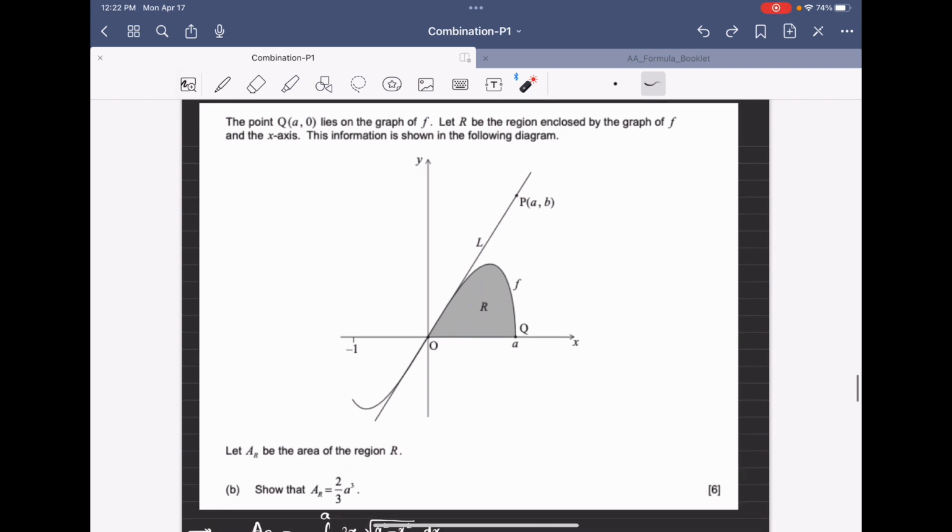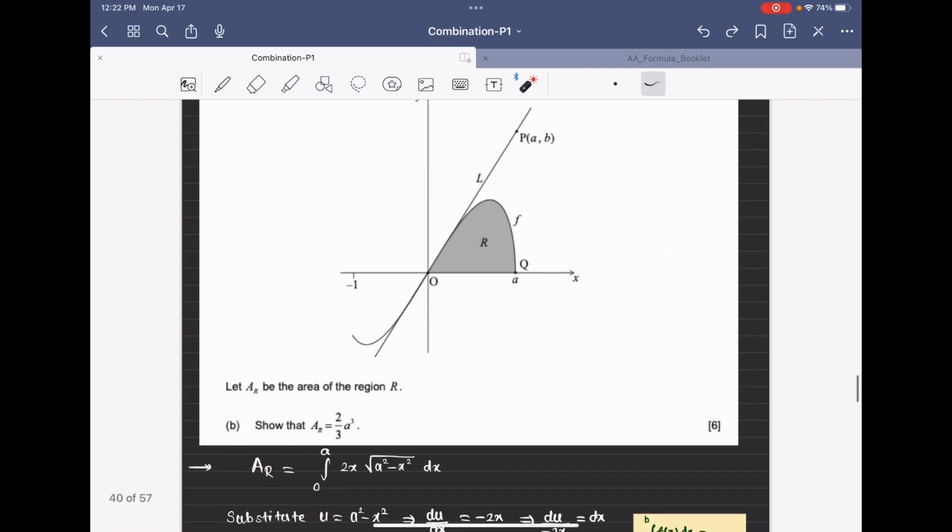Next one, same diagram, but now they have shaded the area. The point Q(a, 0) lies on the graph of f. Let R be the region enclosed by the graph of f and x-axis. This information is shown in the diagram below. Let AR be the area of the region R. This is the R region they are denoting by AR. They said show that AR is equal to 2 upon 3 times a cubed.